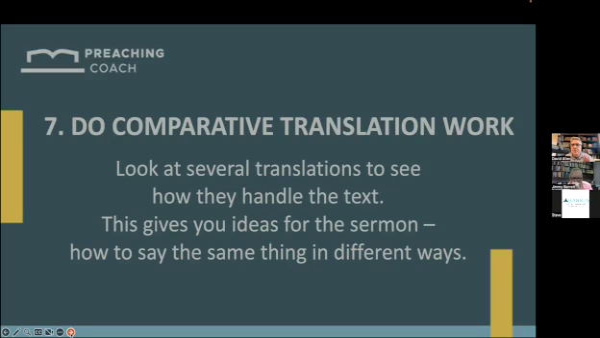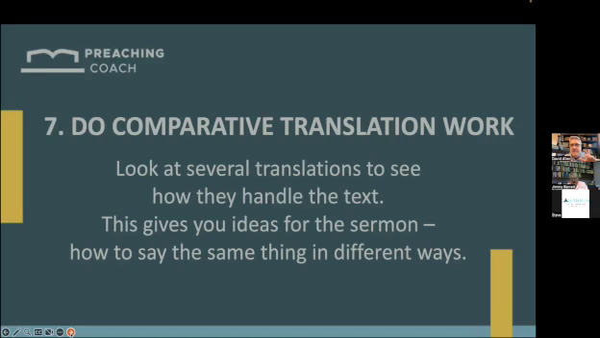So do comparative translation work. Look at the various translations that are there and the paraphrases. Let that help you prepare your sermon, because I get all kinds of good ideas when I do that. When I compare translations, I get all kinds of really good ideas.